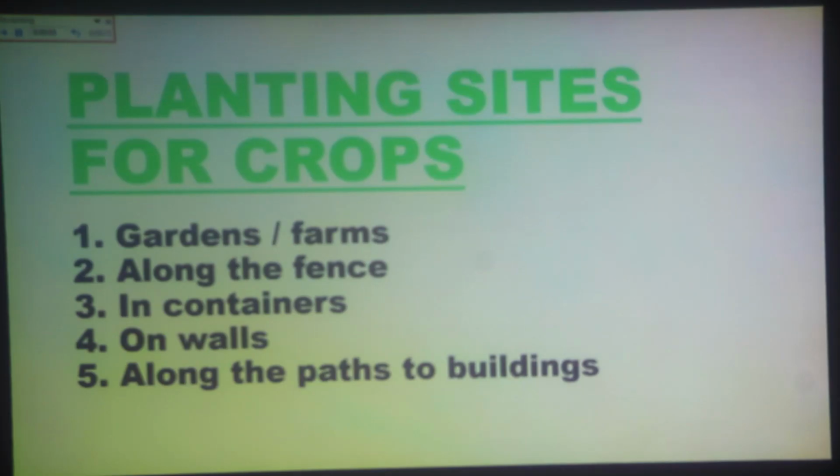So I want us to look at some of the planting sites for the crops that we have looked at in the picture. Number one, we have the garden or a farm. Number two, along the fence, so you can do food production along the fence. Number three, you can do food production in containers. Number four, you can also do food production on walls. And number five, you can also do food production along the paths to the building.